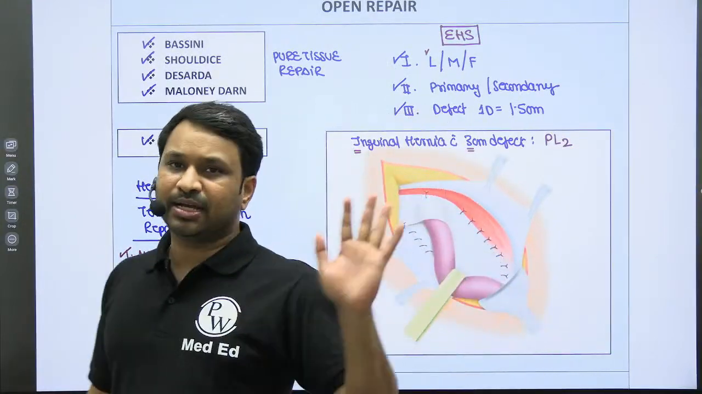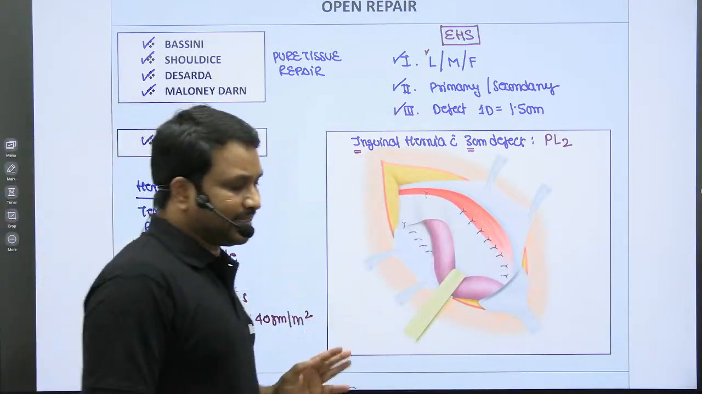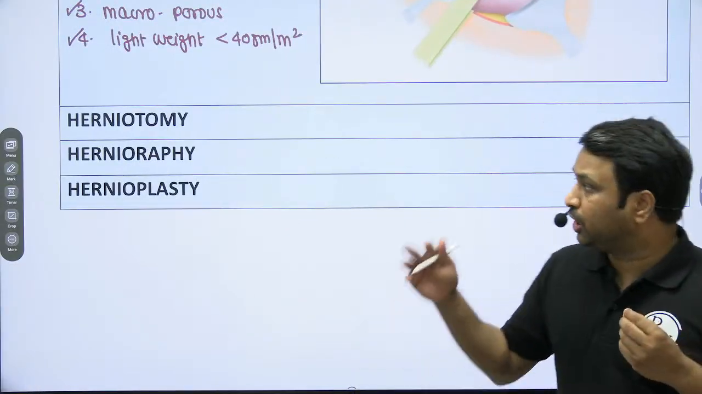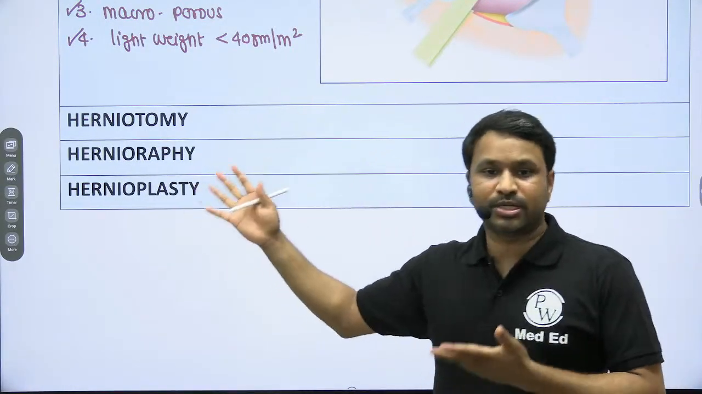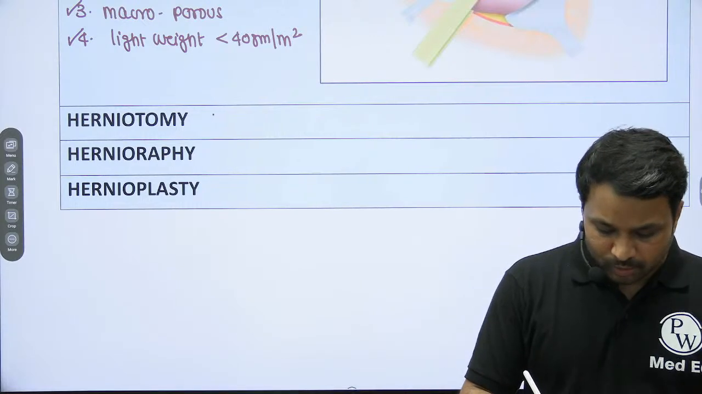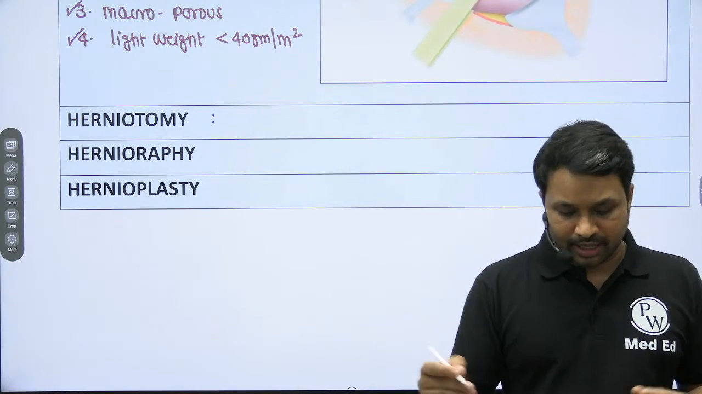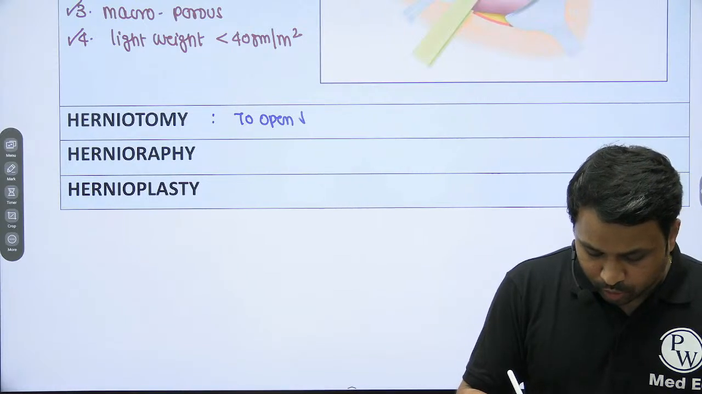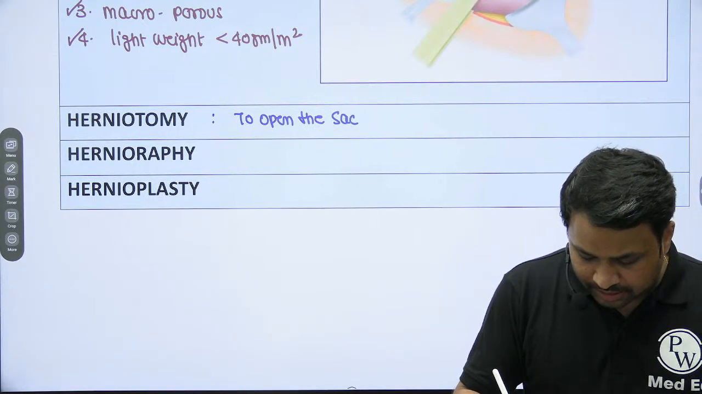Okay, this classification is important from our exam perspective. Now, what are the terms that were usually used? What is herniotomy? What is herniorrhaphy? What is hernioplasty? Otomy means to open up the sac, right? Herniotomy is to open the sac and reduce the content.